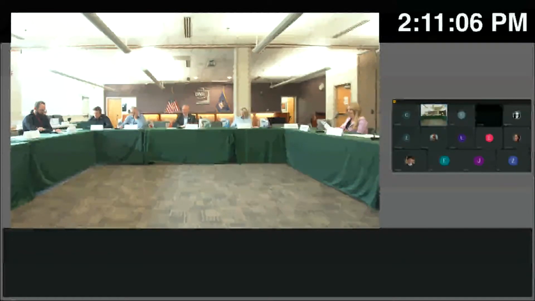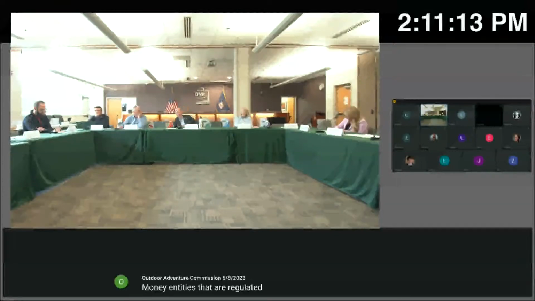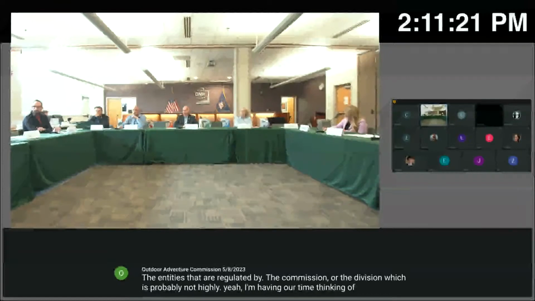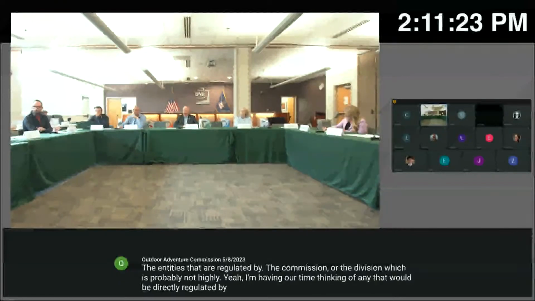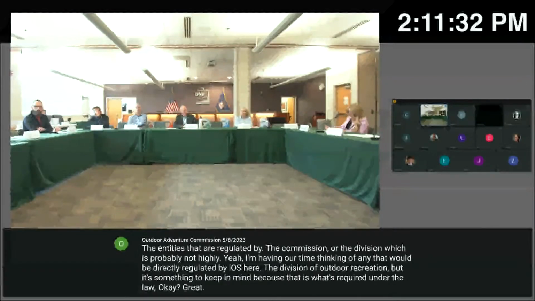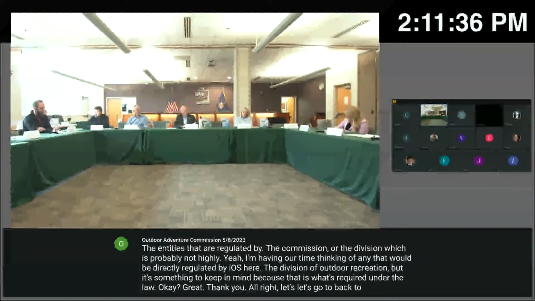Okay, that's a really important clarification, that it's only entities that are regulated by the commission or the division, which is probably not highly likely. I'm having a hard time thinking of any that would be directly regulated by the OAC or the Division of Outdoor Recreation, but it's something to keep in mind because that is what's required under the law. Okay, great, thank you. All right, let's go back to item 1, which is welcome.